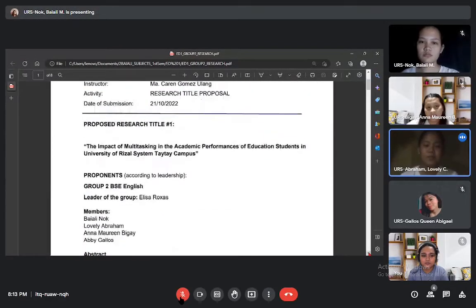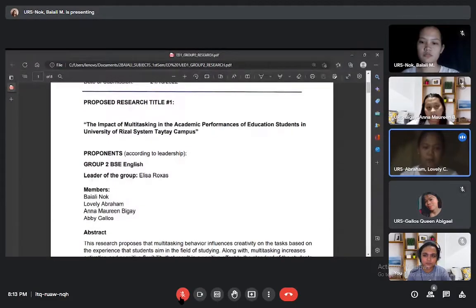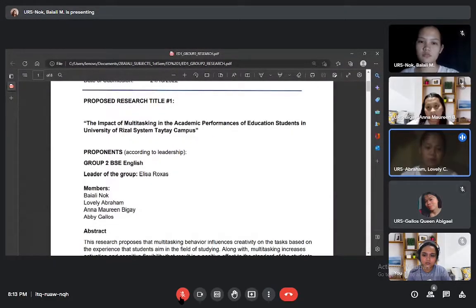For our first proposed research title, it is entitled The Impact of Multitasking in the Academic Performances of Education Students in University of Rizal System, Taytay Campus.